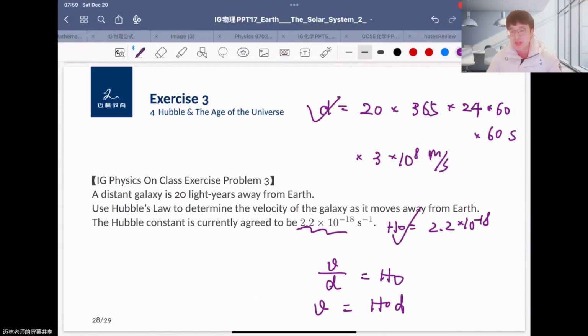So this is today's lesson on Hubble theory and how to calculate the age of the universe. I guess you have learned something about this. I hope you can do some exercises after the class and really try to understand Hubble theory.